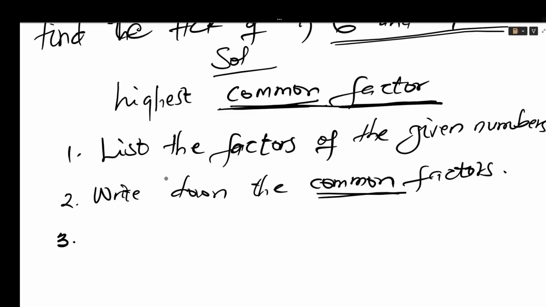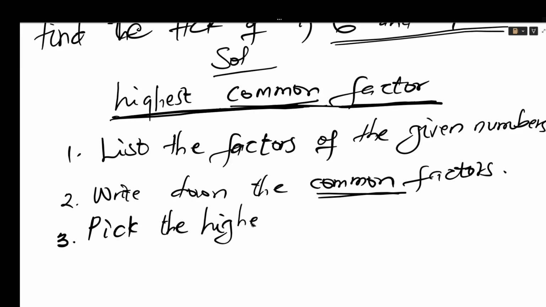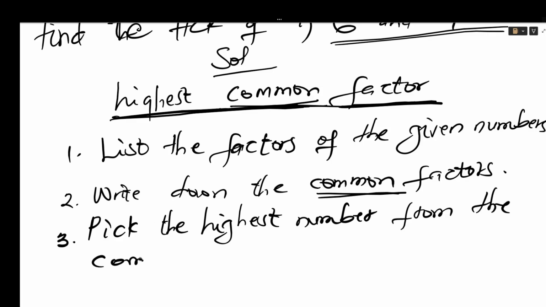Then the last step is highest. After listing those common factors, you pick the highest number from the common factors. Right, I believe this is clear.